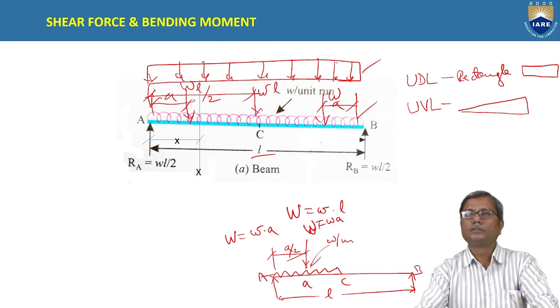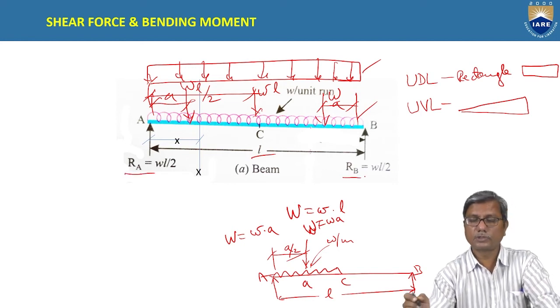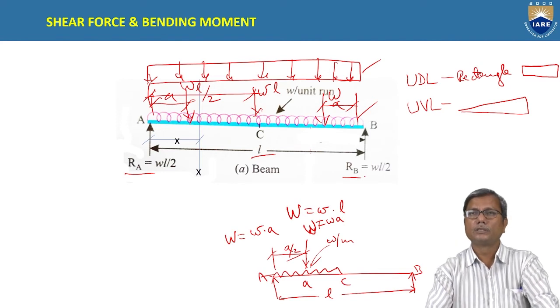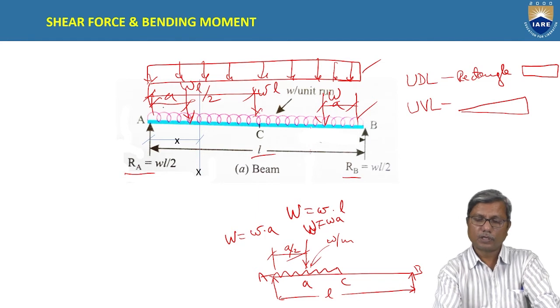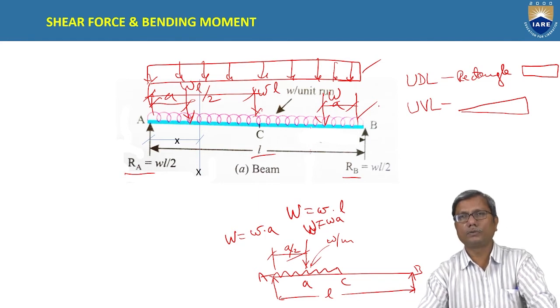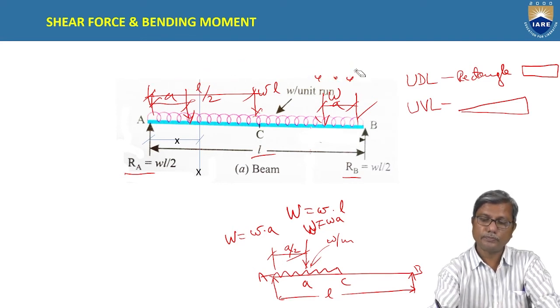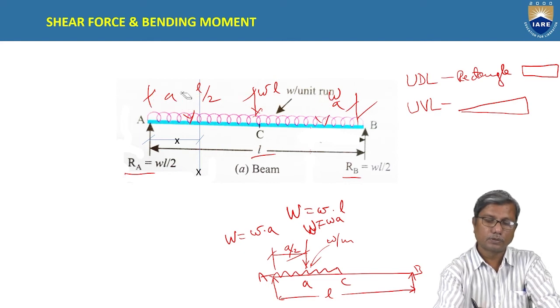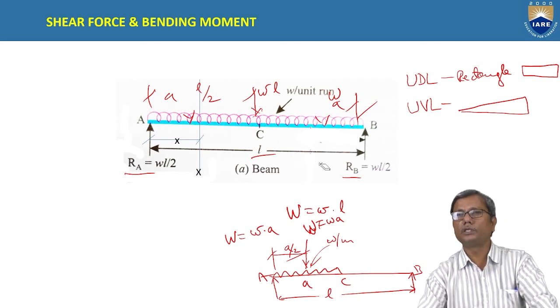Once you find that the load is symmetrical, then the support reactions will be equal. And equal to what? Equal to half of the total load. If there is only UDL acting, without these point loads, then RA and RB is equal to WL by 2.